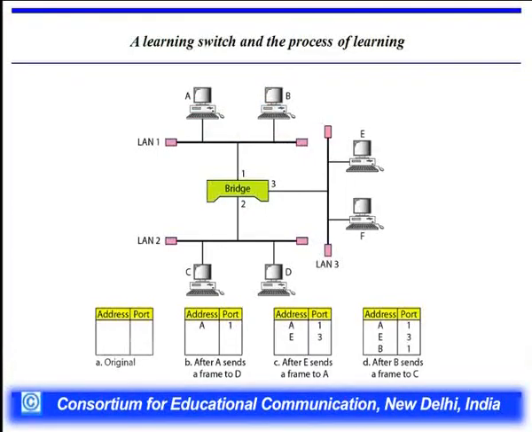So we can see in this diagram how a switch learns and how the process of forwarding takes place with the help of a forwarding table. Initially we can see that the forwarding table is blank, that is, both the address and the port are blank. When A sends a frame to B, it notes the address of A and the interface at which the packet was received, that is, it notes 1. Then E sends a frame to A, so it notes the address of E and also the interface at which E is connected. After B sends a frame to C, it will note both B as well as C.